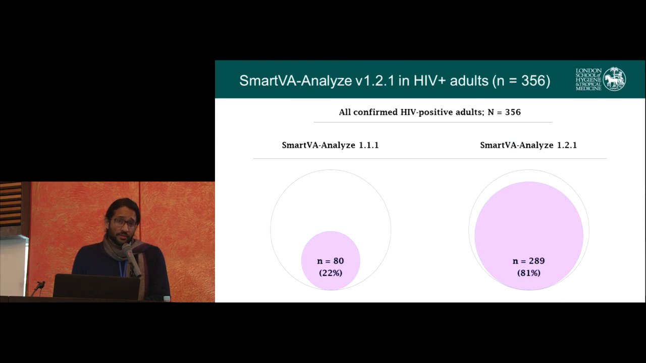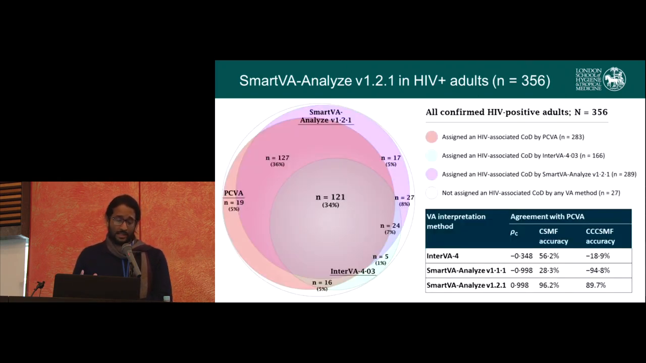I should say that there is a newer version of SmartVA Analyze, which is the software produced by IHME at the University of Washington. And this seems to do much better in terms of HIV-associated deaths in particular. So on the left is the older version, on the right is the newer version. You can see this is much closer to physician-certified VA, which for our purposes was the gold standard. You can see here the overlap. In this case, there are 121 people in whom all three methods agree, and almost 250 people where SmartVA Analyze and PCVA agreed.